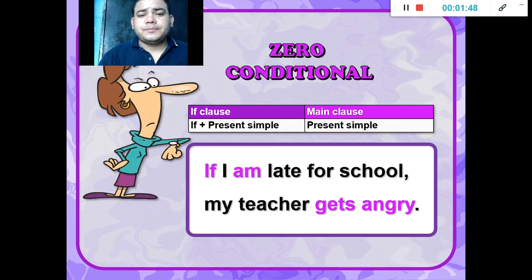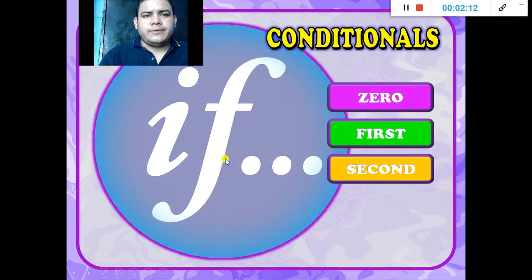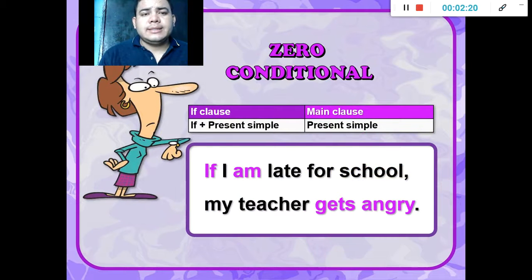So the zero conditional. The characteristic of the zero conditional is that it has two parts, as I said. The first part, which is the if clause or the condition, is in simple present, and the second part, which is the main clause or the result, is also in simple present. Another thing is that we are going to use the word if at the beginning of the sentence, or we can put it in the middle of the sentence. This is something that we will see later. So coming back to the example of the zero conditional, if I am late for school, my teacher gets angry. This is basically a real situation that happens, right?